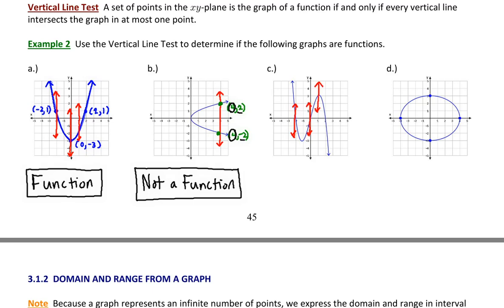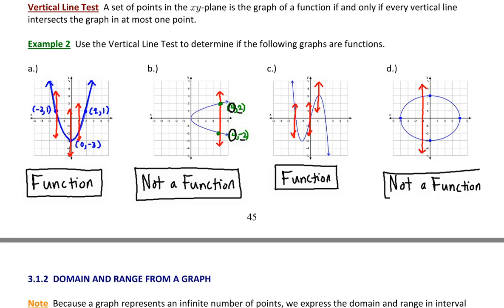Because every vertical line intersects this graph in only one point, we can see this one is the graph of a function. And for our last example, very quickly you can tell I can find a vertical line that intersects in more than one point, so this is not a function. So that's a brief introduction to functions presented in different modalities. And you'll want to be able to determine the difference between a relation and a function.